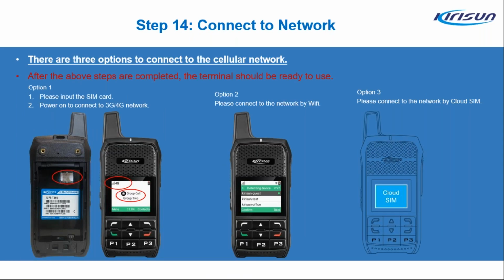Step 14. Connect to the network. There are 3 options to connect to the cellular network. Option 1. Please insert a SIM card. Then power on to connect to the 3G, 4G network. Option 2. Please connect to the network by Wi-Fi. Option 3. Please connect to the network by Cloud SIM. After the above steps are completed, the terminal should be ready to use.